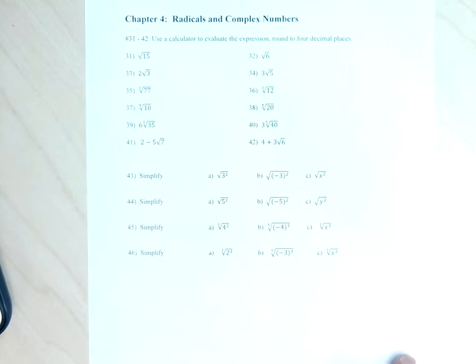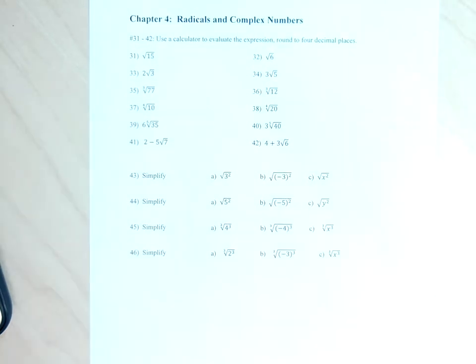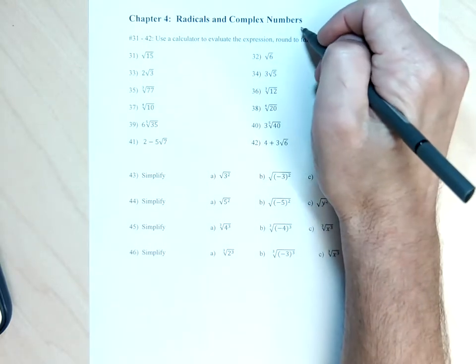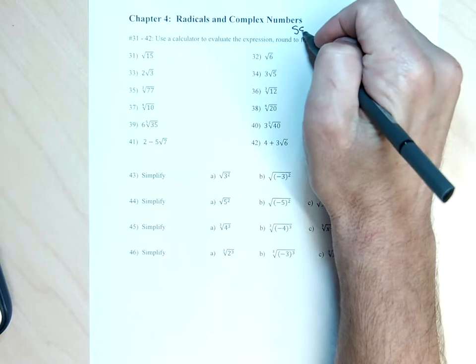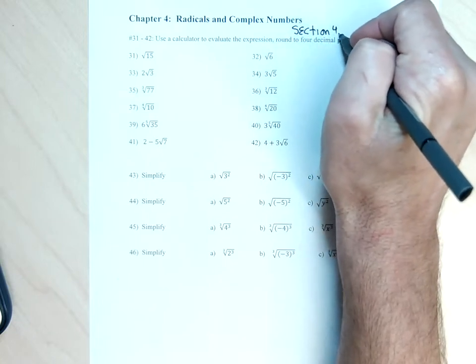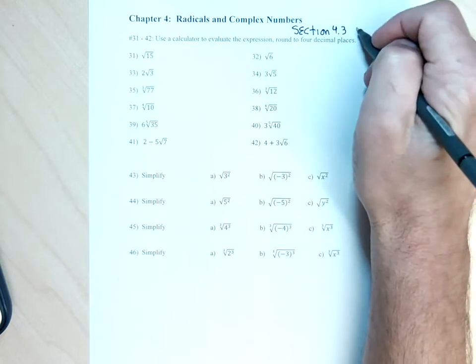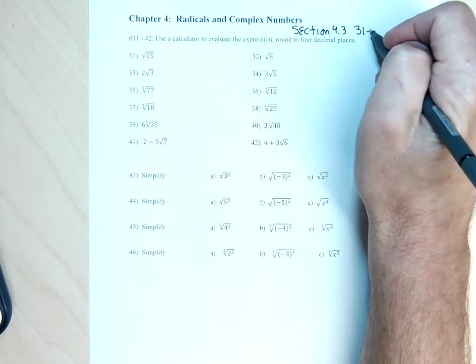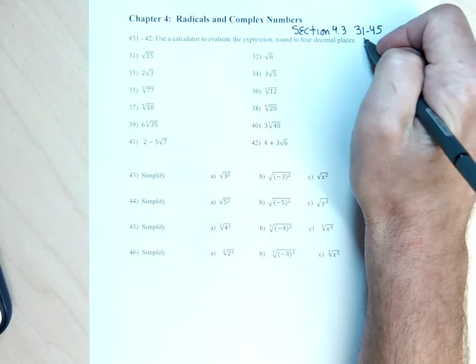So this is going to be part 2 of the section 4.3 lecture. For this part, this is the second video for section 4.3. We're probably going to wind up doing 31 to 45 odds.